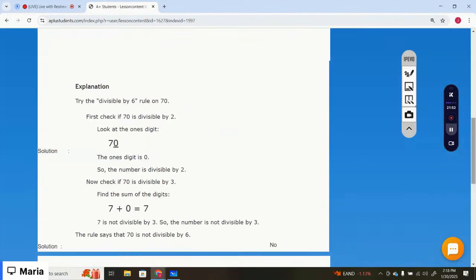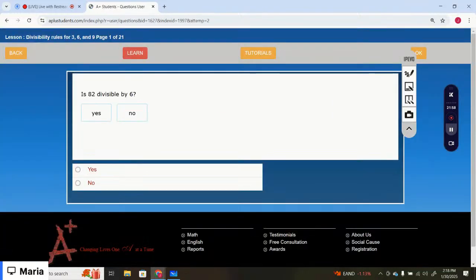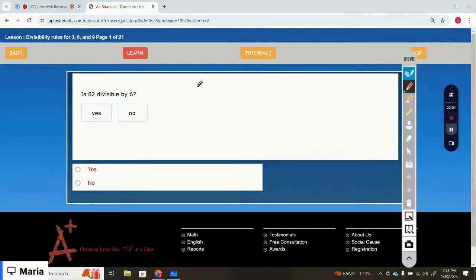Let's just start with the test questions. Is 82 divisible by 6? So let's just see if 82 is divisible by 6. The divisibility rule for 6 is the number must be divisible by 2 and it must be divisible by 3. So let's apply the divisibility rule for 2. The ones digit is 2, so the number is divisible by 2.